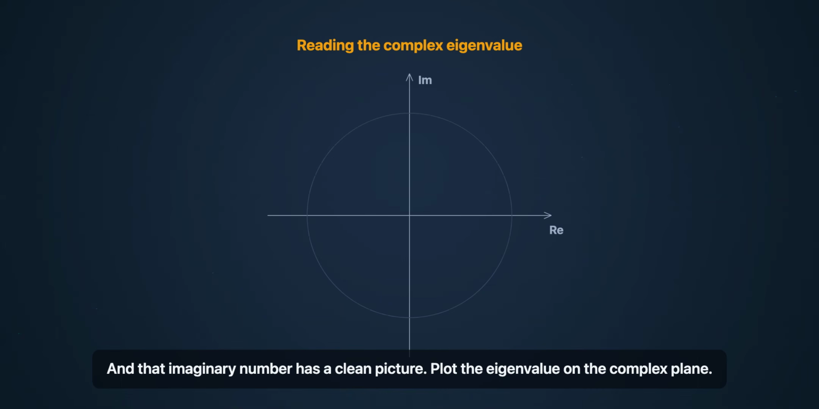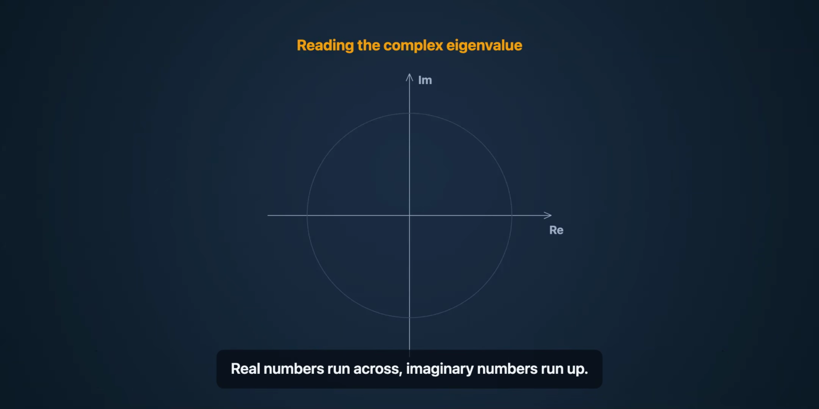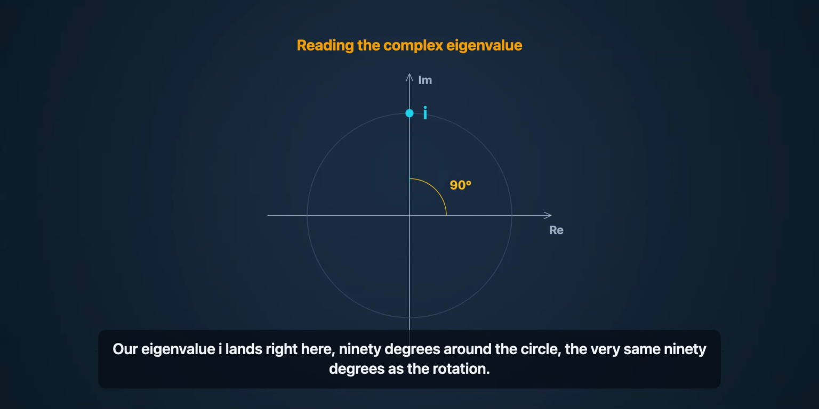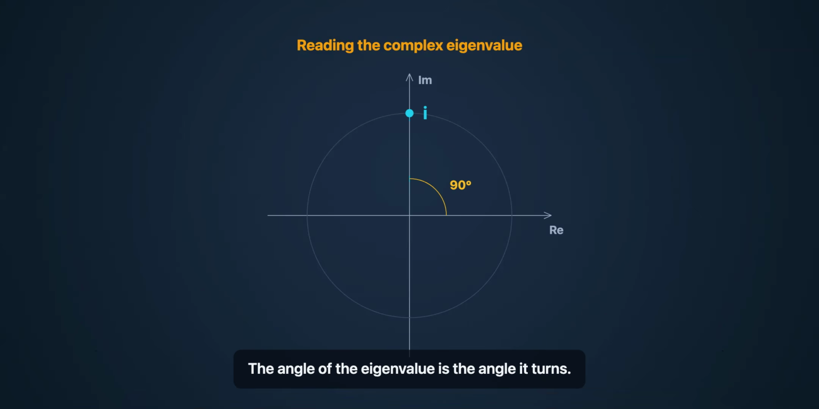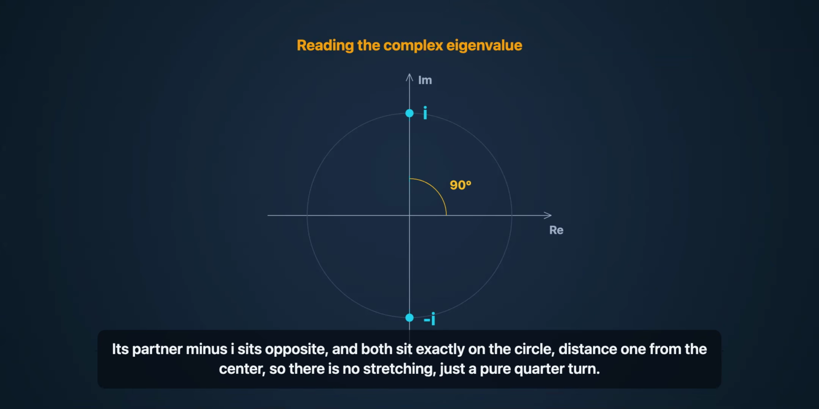And that imaginary number has a clean picture. Plot the eigenvalue on the complex plane. Real numbers run across, imaginary numbers run up. Our eigenvalue i lands right here, 90 degrees around the circle, the very same 90 degrees as the rotation. The angle of the eigenvalue is the angle it turns. Its partner minus i sits opposite, and both sit exactly on the circle, distance 1 from the center, so there is no stretching, just a pure quarter turn.